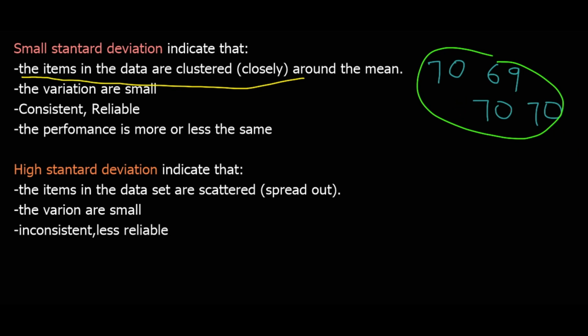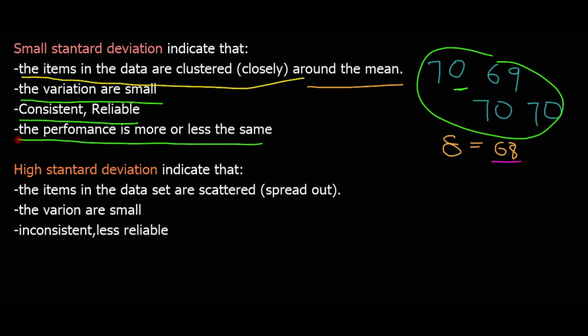When I say they are closely around the mean, I mean let's say we have these results, and then you can see they range around 70, 69 to 70. When we calculate the mean of these results, we get something like 68 or 70. The results are closer to this mean, so that is something important. And then we understand that when we have a small standard deviation, it means the variation is very small, which is what I am explaining here, and it means this class is consistent and reliable, the performance is more or less the same.